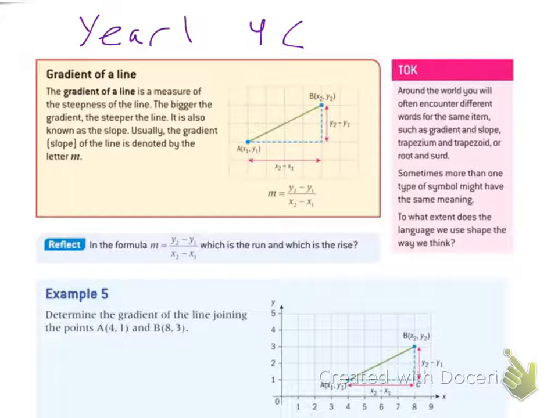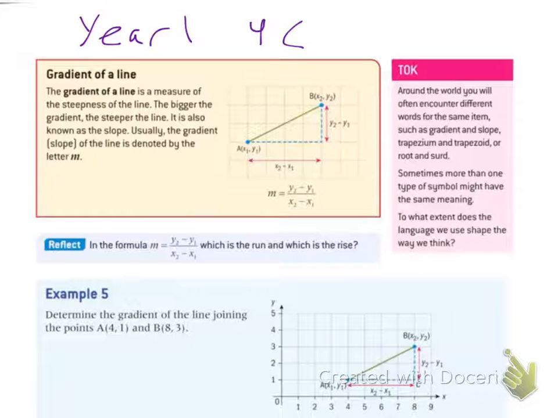Okay guys, year one, this is 4C. This is actually another easy one for us. All we have to do is the gradient of a line, aka slope, guys. And so the gradient of a line is the measure of the steepness of that line. The bigger the gradient, the steeper the line. We all know this stuff.